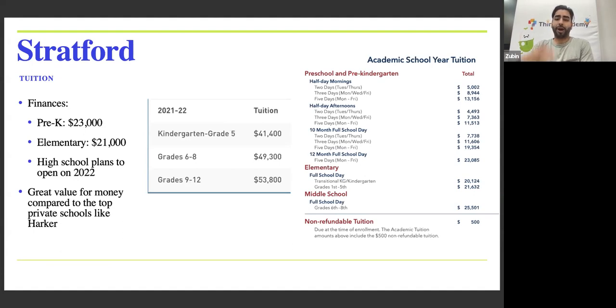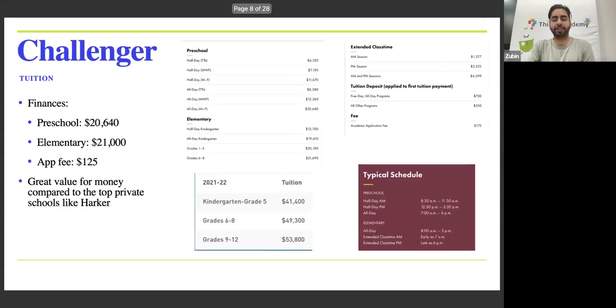And as you can see on the right side of the screen, you'll see a graph for the breakdown. If you're interested in, say, a half day of schooling, which is just sort of like daycare, that's the breakdown. There is also a 10-month full school day. And as you can see, the elementary is slightly cheaper than the pre-K in terms of finances. This is very similar to Challenger, where the preschool is about 20 and elementary is actually 21. So that is the key difference here.